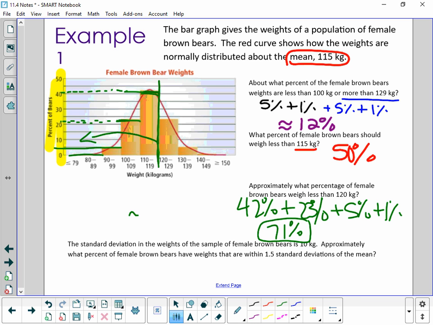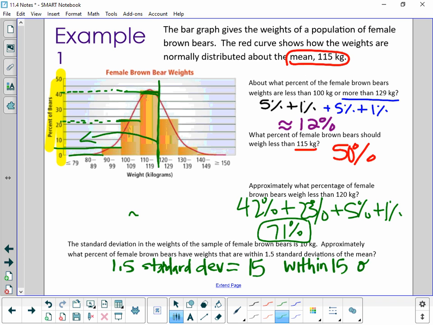The next question says the standard deviation of the weights of a sample of female brown bears is 10 kilograms. Approximately what percentage of the female brown bears have weights that are within 1.5 standard deviations? Well, the standard deviation is 10, so 1.5 standard deviations would be 15, 1.5 times 10. So that range needs to be within 15 of the mean of 115.